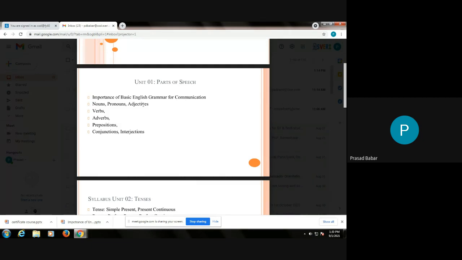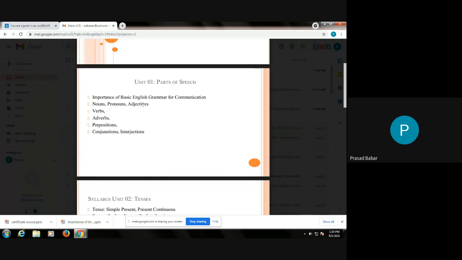Third unit is of verbs. The fourth unit is of adverbs. So the third unit is about the verbs and the fourth unit is of adverbs. Then in the adverbs also there are many types of adverbs. So we will discuss in details what are the other types of adverbs. Okay, and we will move further.